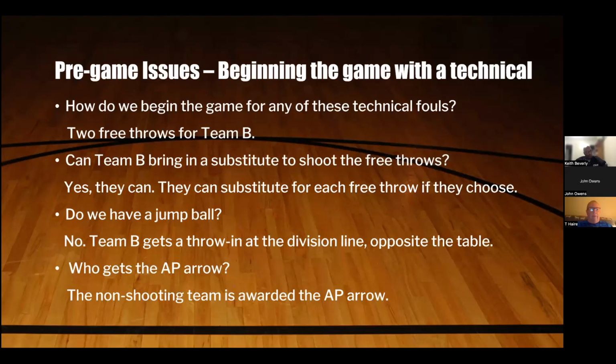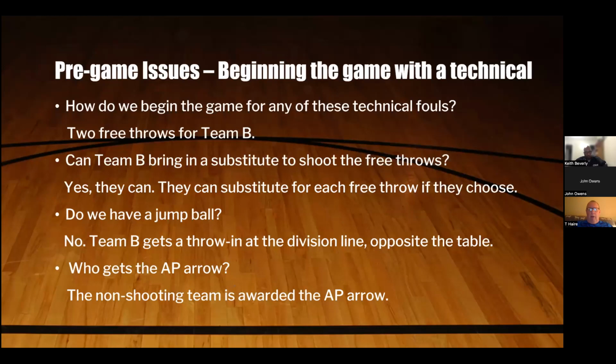All right, guys. So we've sort of covered this already. If you have a technical foul prior to the game beginning, how do we begin the game? We're going to start with 2 free throws for the other team. Just as any other technical foul, that team can bring in a substitute to shoot the free throws, and that does not violate the starter rule.